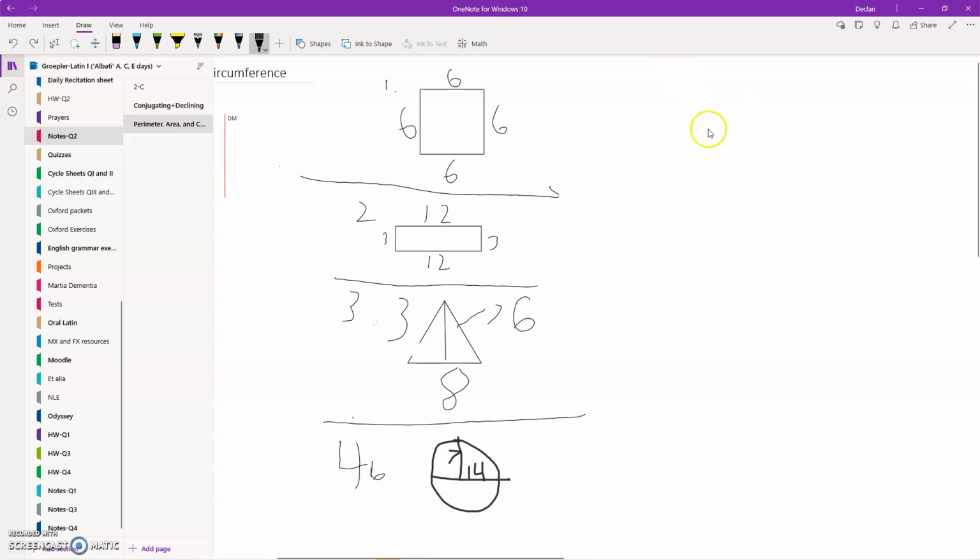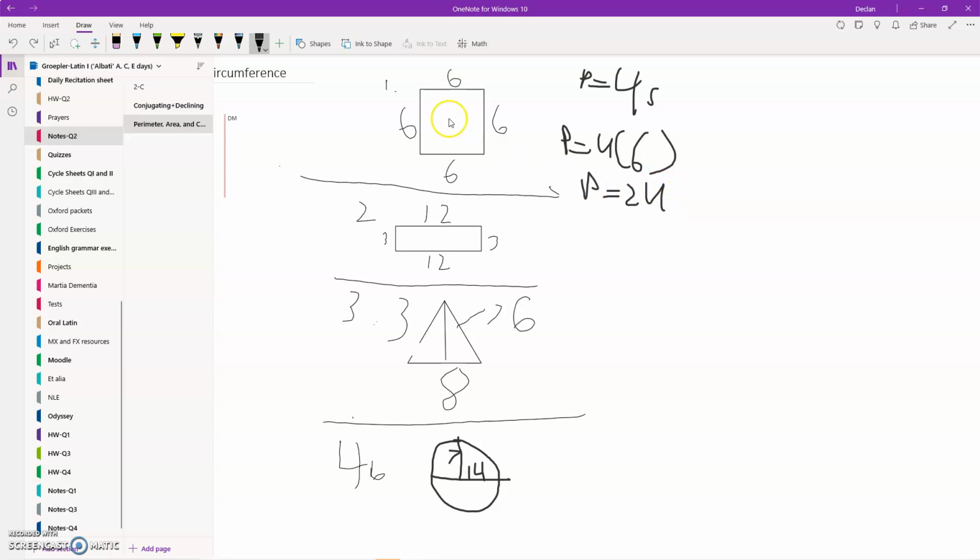So first we'll start off with the square, and the formula for the perimeter is P equals 4S. And we know from our sources that S is 6, so all you have to do is substitute in. We get P equals 24.